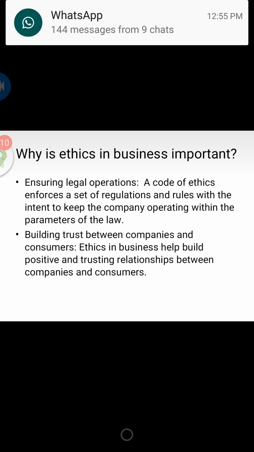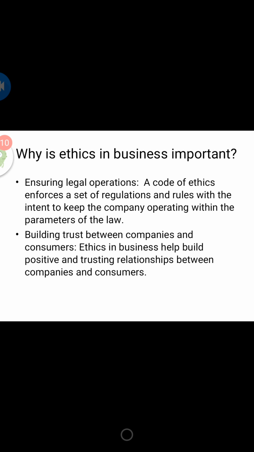The next is building trust between companies and customers. Ethics in business helps to build positive and trusting relationships between companies and consumers. When companies demonstrate ethical behavior consistently, consumers feel more comfortable choosing that company over another.